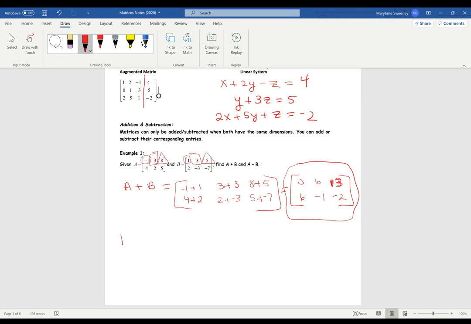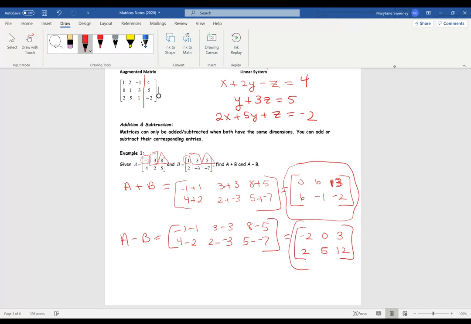Okay. Now, A minus B, same thing. You're going to take matrix A, subtract matrix B. Same position. So this will be 3 minus 3. This will be 8 minus 5. 4 minus 2, 2 minus a negative 3, and 5 minus a negative 7. Negative 2, 0, 3, 2, 5, 12. So that's the answer to matrix A minus matrix B.